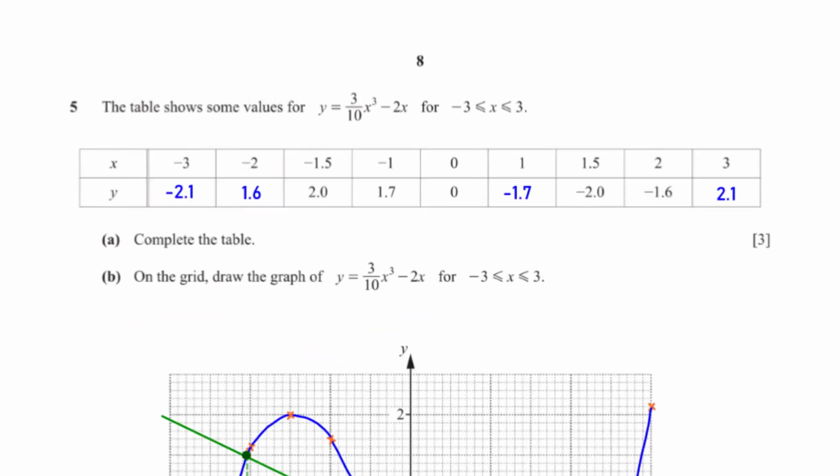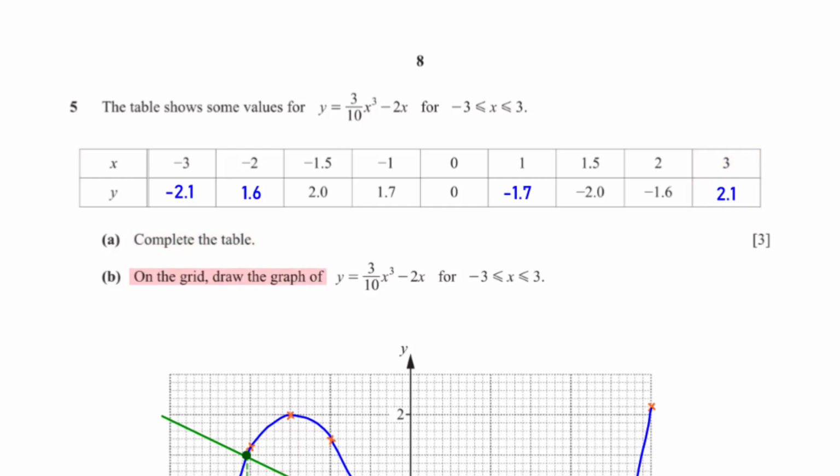The table shows some values for y equals 3/10 x cubed minus 2x, for x greater than or equal to -3 and less than or equal to 3. Complete the table. When we plug in x equals -3 into the equation, we get y equals -2.1. For x equals -2, we get y equals 1.6. For x equals 1, we get y equals -1.7. And for x equals 3, we get y equals 2.1.